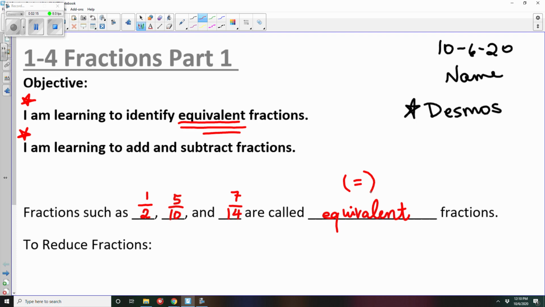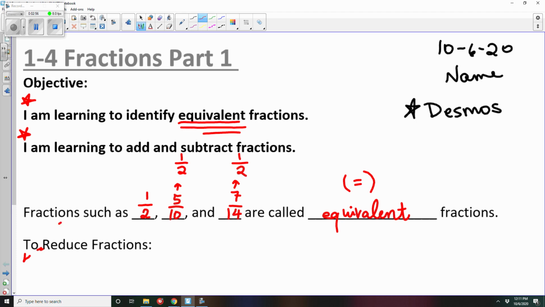So in order to do that, we're going to have to check them and say, will 1/2 reduce any more than what it is? No. Can 5/10 reduce? Yeah, what's 5/10 reduce to? 1/2, because 5 can go into 5 one time, and 5 can go into 10 two times. What about 7/14? Can that reduce? Yeah, what will that reduce to? 1/2 as well, because how many times can 7 go into 7? Once. And how many times can 7 go into 14? 2. So once we reduce all of them, what do they all reduce to?